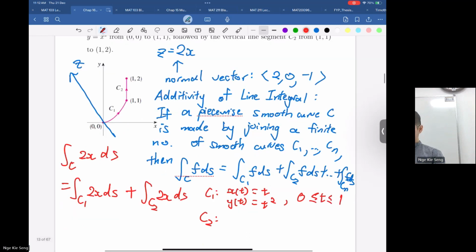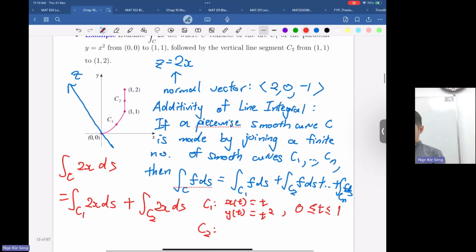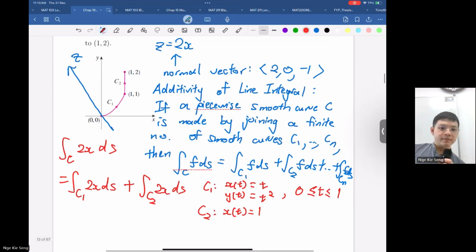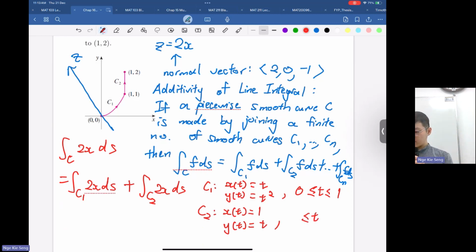And then how about C2? C2 is a vertical line, so meaning what? x is a constant function 1. How about y? You can let it depend on t. In this case here, t is going from where to where?